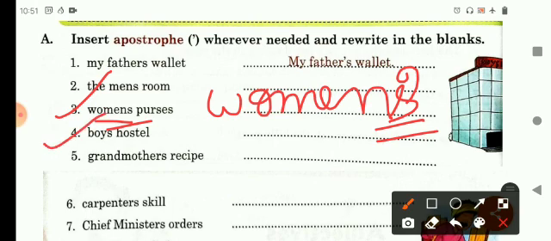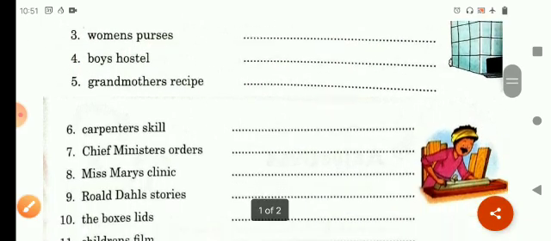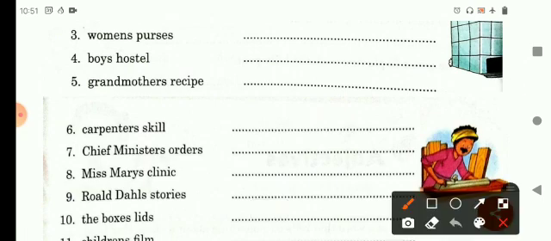Next sentence is boys hostel. Here boys is also a plural noun, and to tell that the hostel belongs to boys, we have to write it like this: boys, apostrophe symbol after s. So these were the rules used with plural words. If the subject is plural, you have to only add the apostrophe symbol after the word.